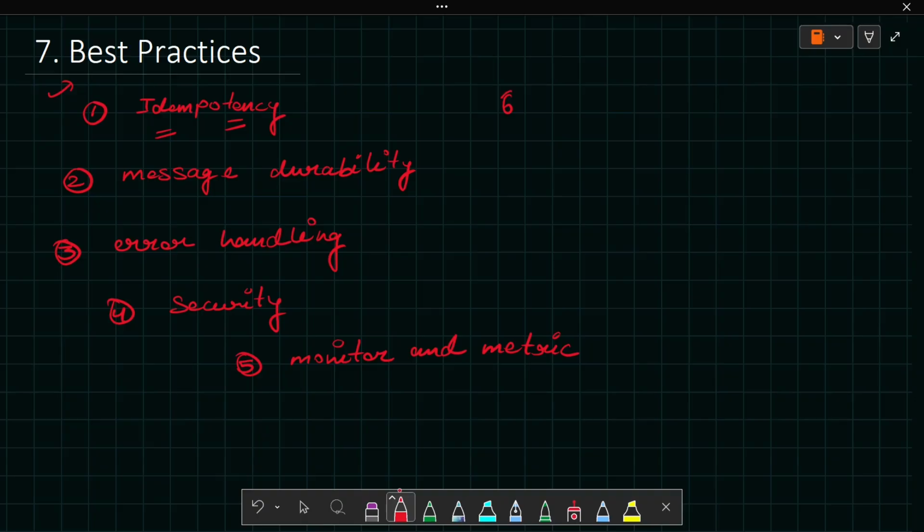And the sixth and last is scalability. You should have a scalable message queue, which means planning for scalability by choosing a message queue solution that can grow with your system, whether by adding more consumers, partitioning the queue, or using a distributed message system. So these are the best practices you should follow while using a message queue.